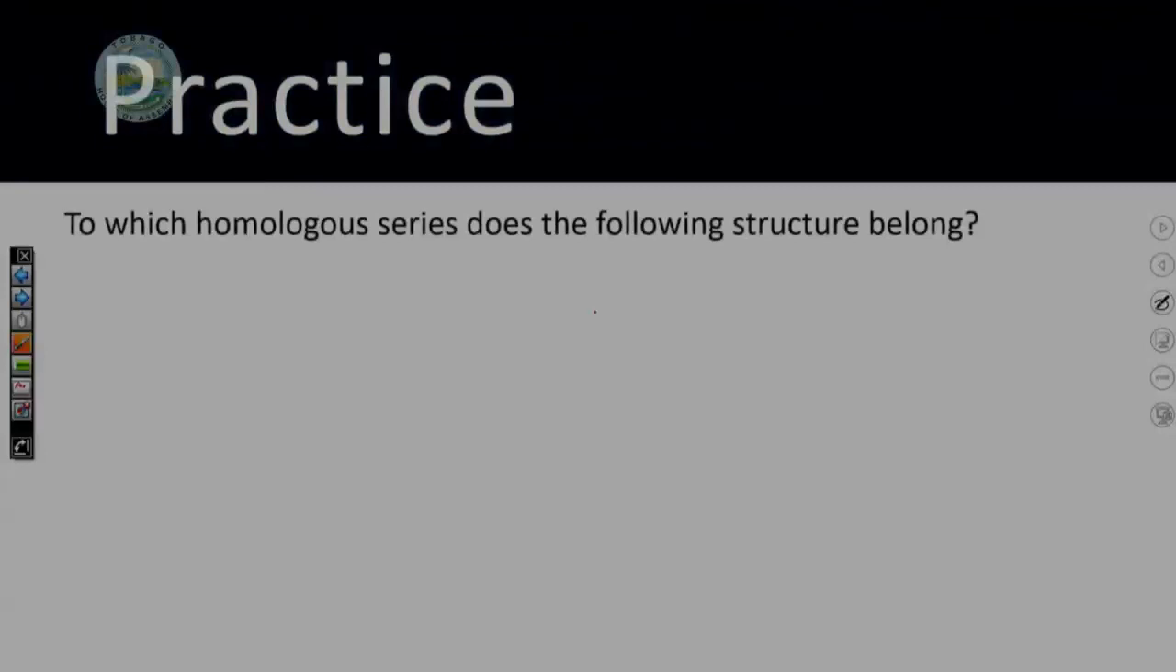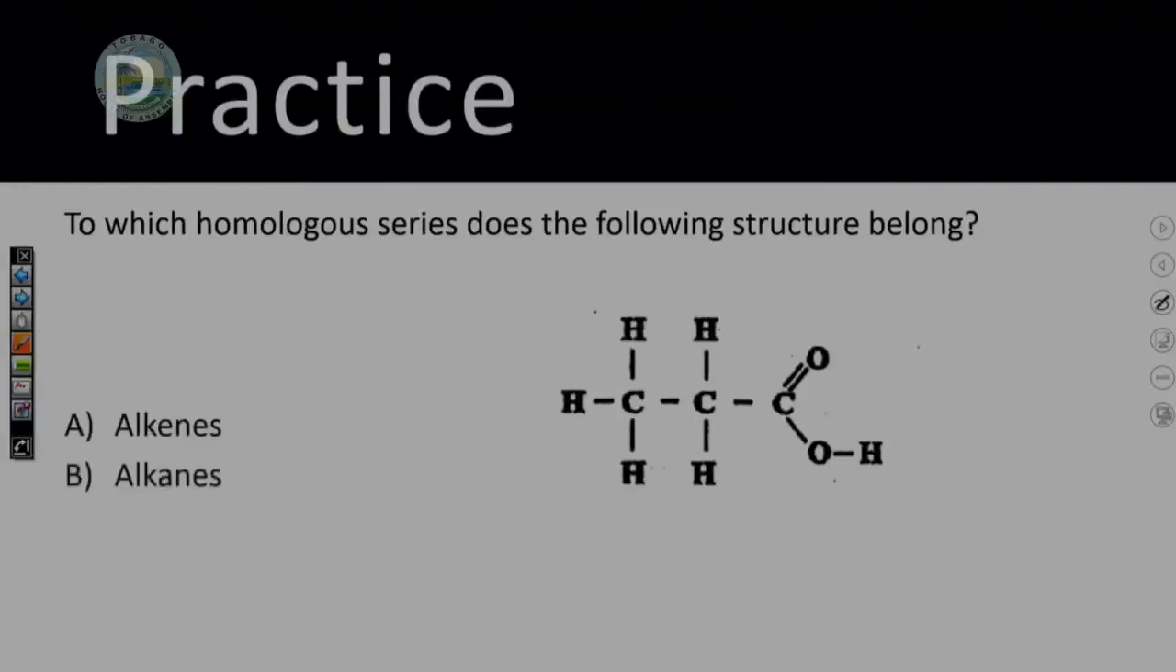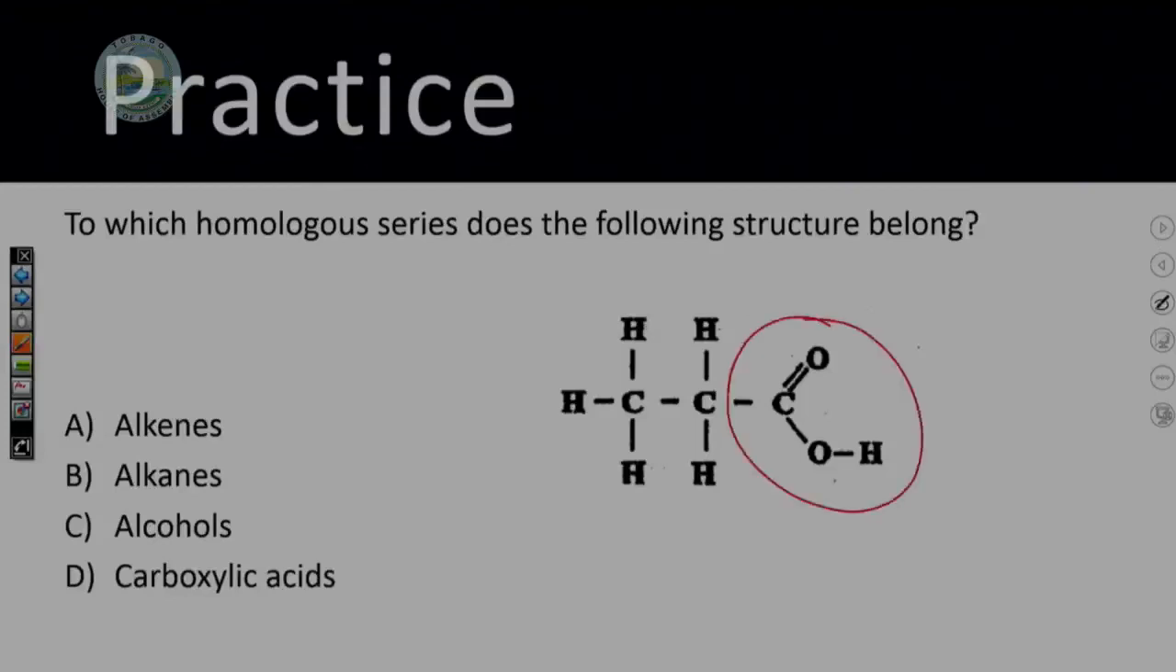It says, to which homologous series does the following structure belong? I'm sure some of you are belting out the answers right now. So how do we know what homologous series a compound belongs to? We look at the functional group. The functional group here is COOH. We would have learned this, the alkanoic acid. And since we know that alkanoic acids are also called carboxylic acids, D is your answer.